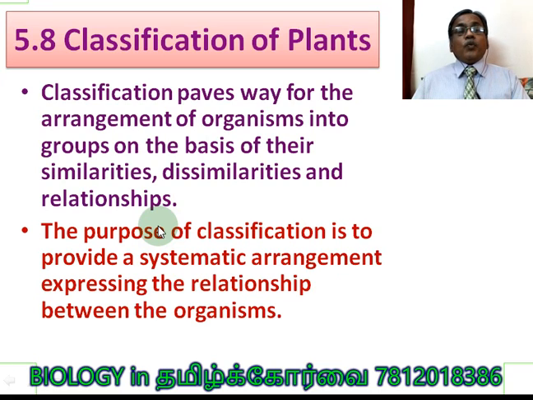Classification paves the way for the arrangement of organisms into groups on the basis of their similarities, dissimilarities, and relationship. Now you take angiosperms: dicotyledons and monocotyledons. Dicotyledon consists of 2 cotyledons. So that is a similarity. Monocotyledon consists of 1 cotyledon. So a group of plants are going into this category.